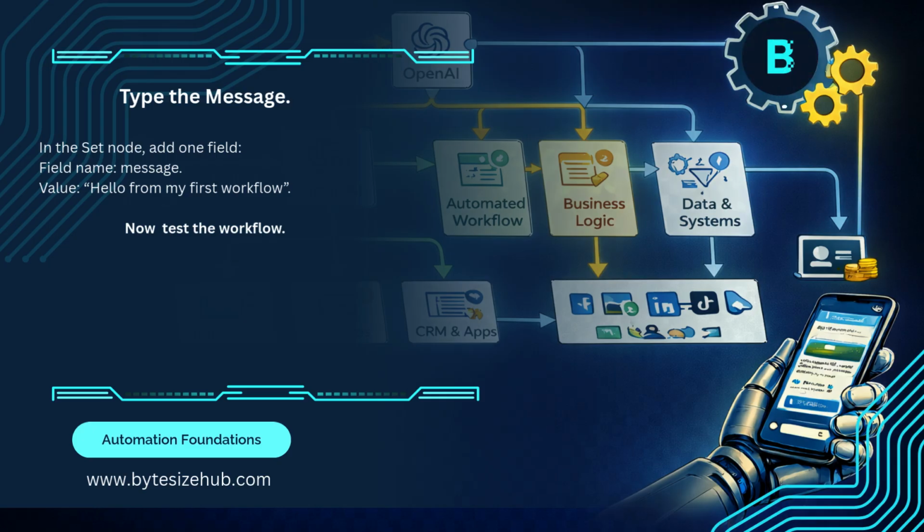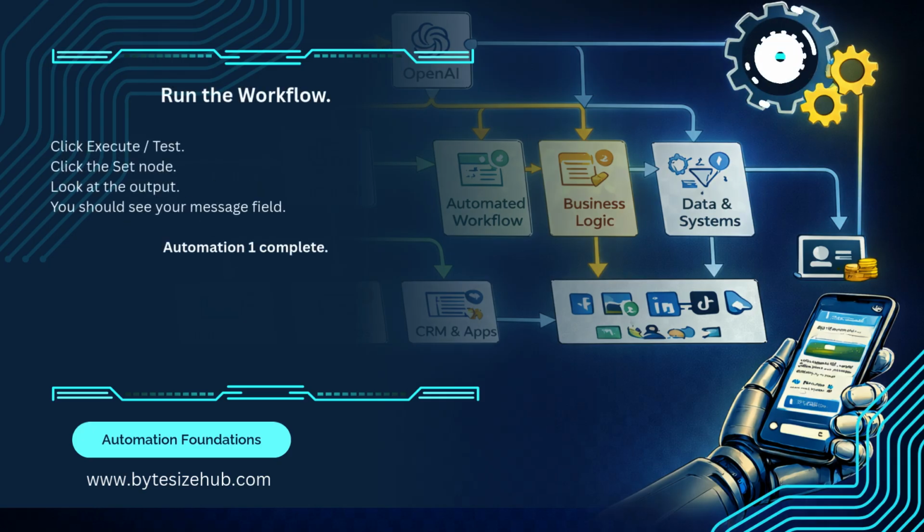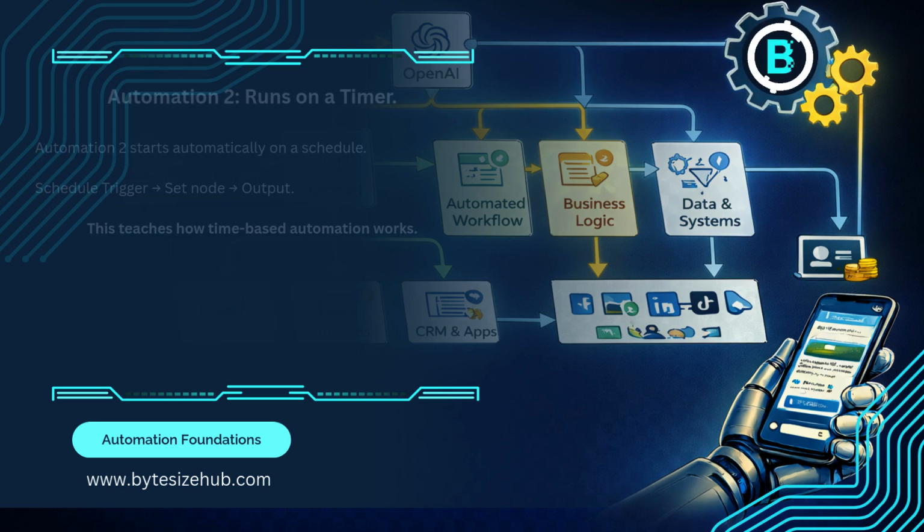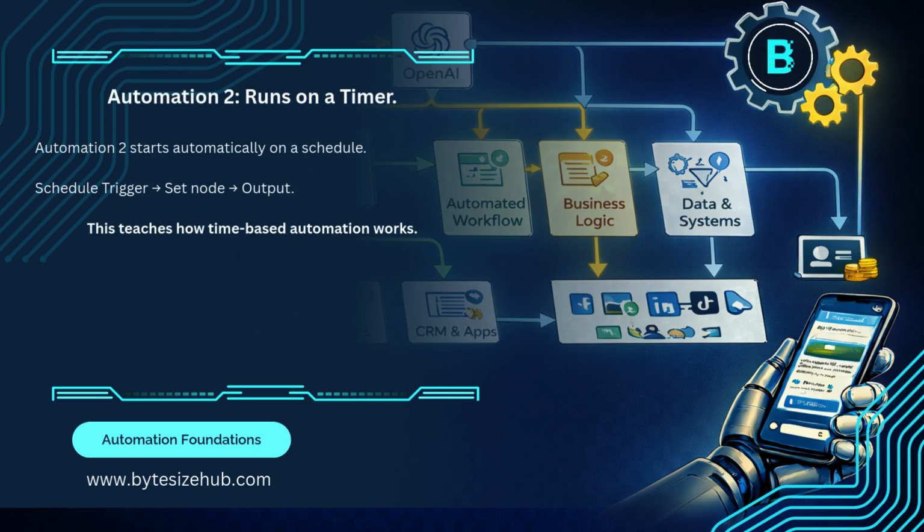Now test the workflow. Run the workflow. Click Execute, Test. Click the Set node. Look at the output. You should see your message field. Automation 1 complete. Automation 2 runs on a timer.